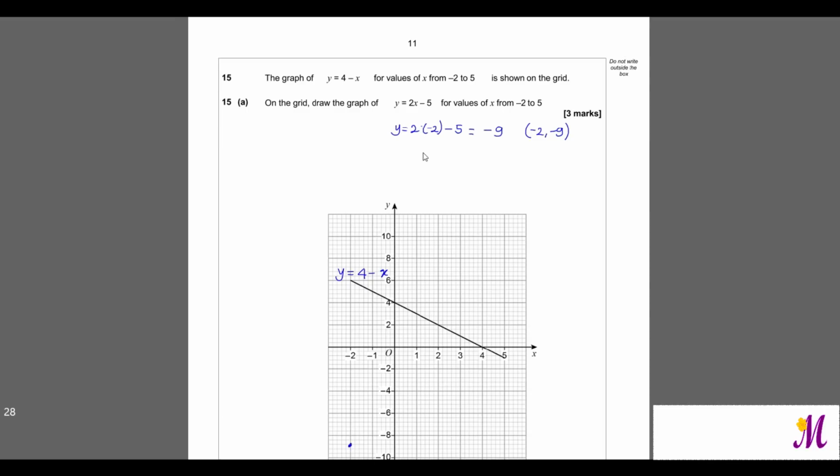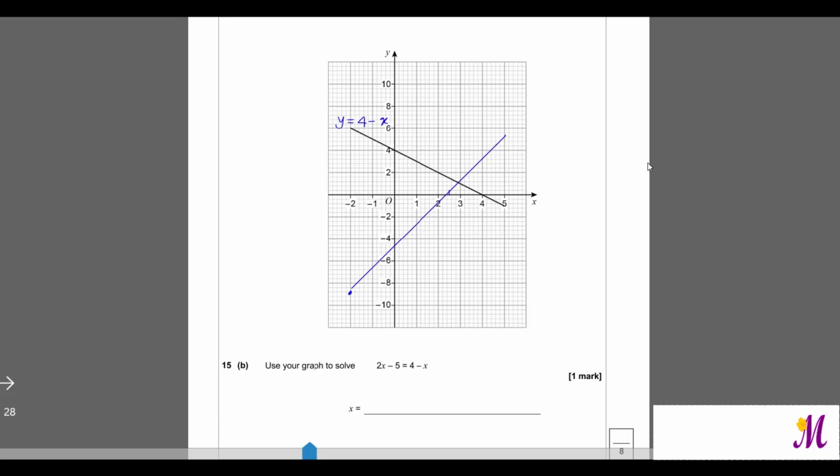Now for the second point, let's use x equal to 5. So y is equal to 2 times 5, take away 5, which is 10, take away 5, we get 5. So our second point will be 5, 5. 5 and 5 is here. This should be our line.